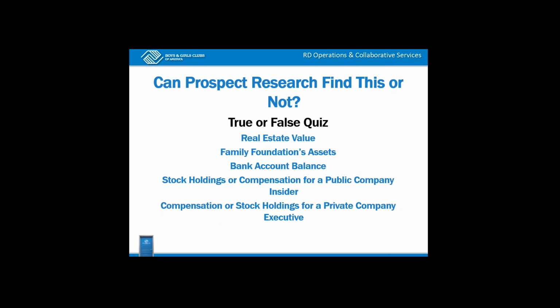Compensation or stock holdings for a private company executive are hard to find, and so it's false. You can't usually find that information because it's not reportable. Private companies are not required to report that information. Phone numbers, it's sometimes true, sometimes false. You can find phone numbers, but cell numbers aren't always easy to find, and they're not always public.